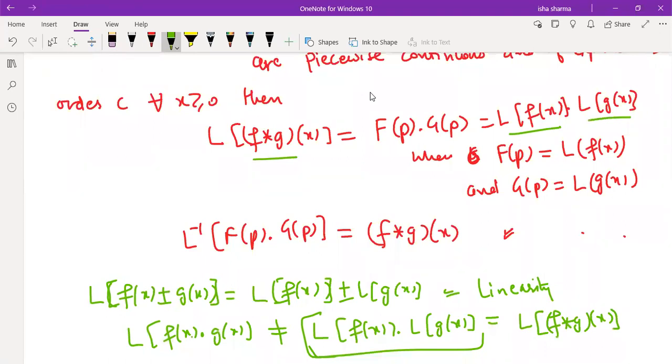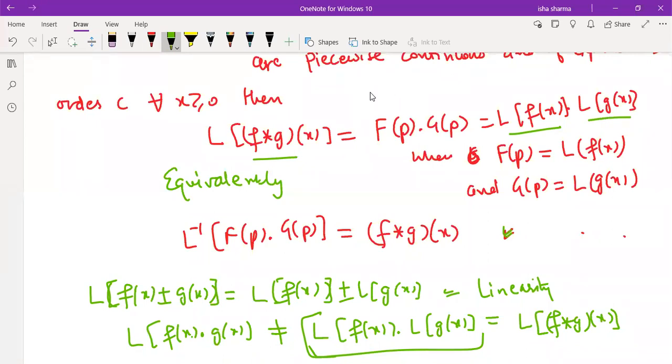So it is expressed in this form, F(p) into G(p). And equivalently, if you take the inverse of this side, you will get this. This has a major utility in solving a few questions. So now I'll be giving you an example. From there it will be clear to you in what kind of questions we are going to use this one.